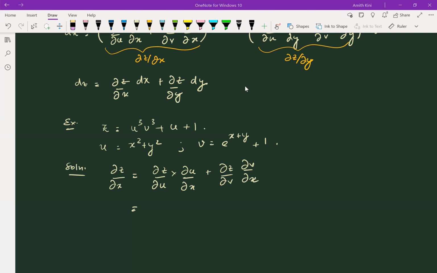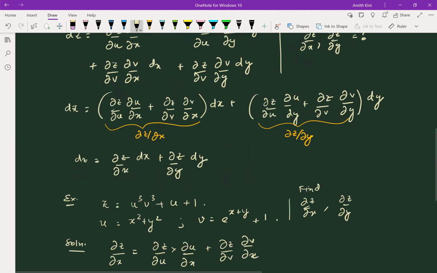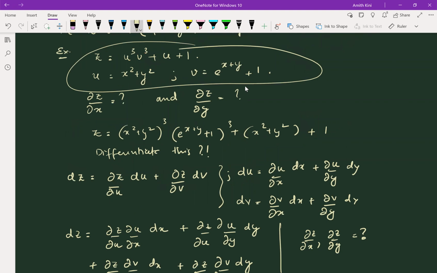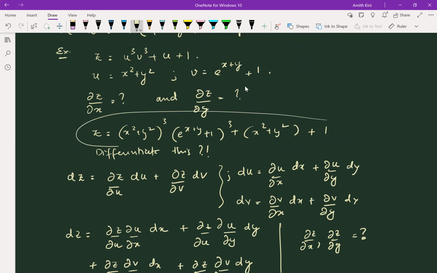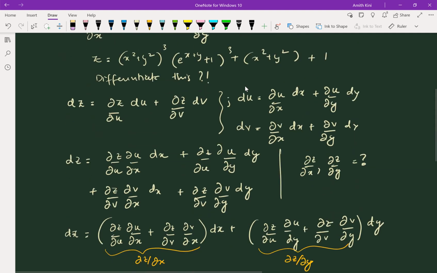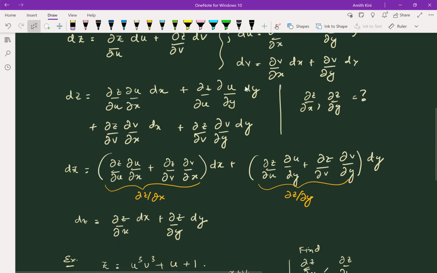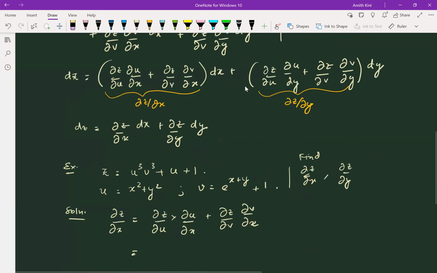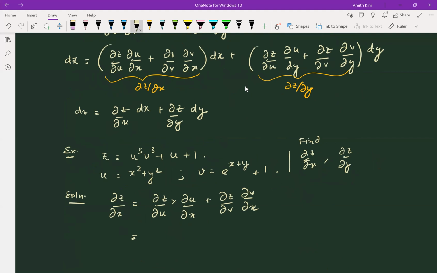See, the question is to find partial of z with respect to x and partial of z with respect to y. That's the question. Okay, so the idea is, did you get the whole point here? You could, if you want, write z explicitly in terms of x and y by substituting, and then differentiate this monster. Or you could follow this process. Did this derivation make sense? Yeah, it did. So I'm just using that here. So del z by del x should be del z by del u times del u by del x plus del z by del v times del v by del x. See this?